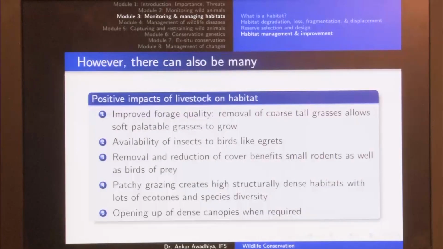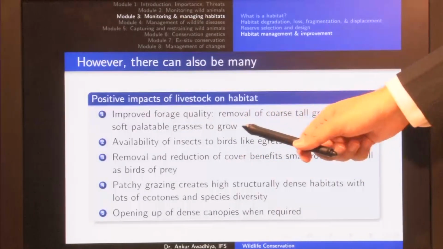Now coming back to the impacts of livestock on habitat. So why did Aldo Leopold say that livestock is one of the tools of habitat management? Because when used properly we can enhance the positive impacts of livestock. So there are also some positive impacts that come out of the interaction between the livestock and the wild animals.